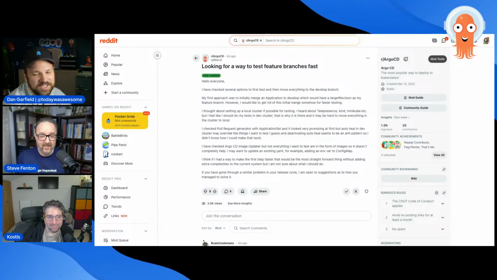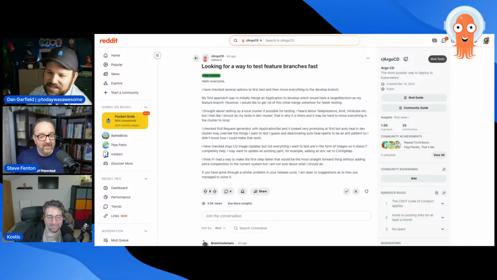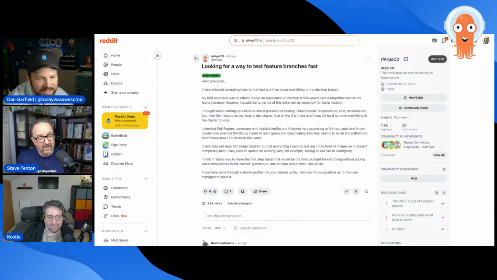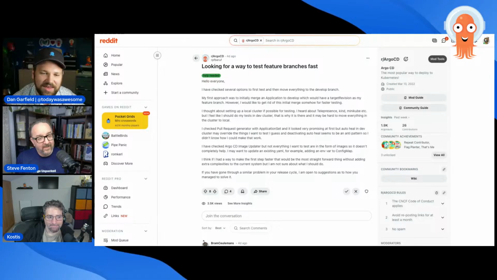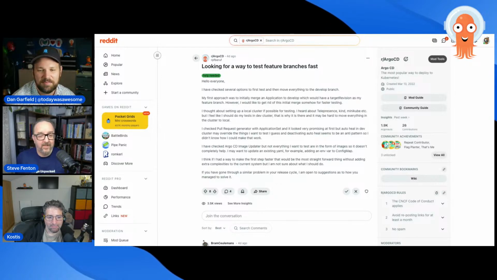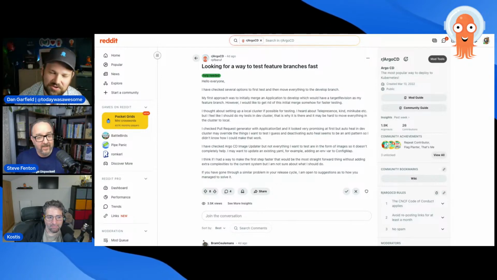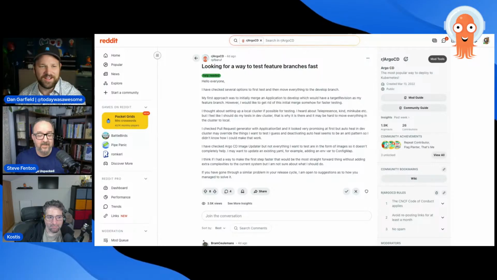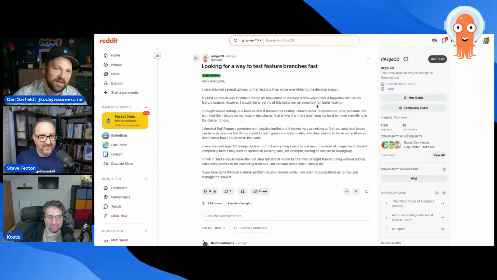"I have checked Argo CD Image Updater, but not everything I want to test is in the form of images. It doesn't completely help because I have things in config maps, etc. I think if I had a way to make the first step faster, that would be the most straightforward thing without adding extra complexities to the current system, but I am not sure what I should do." So let's draft an answer, panelists. What do we think?